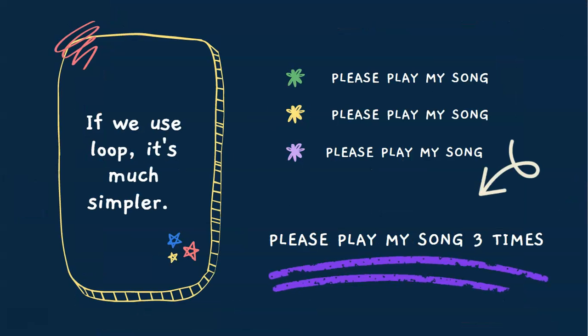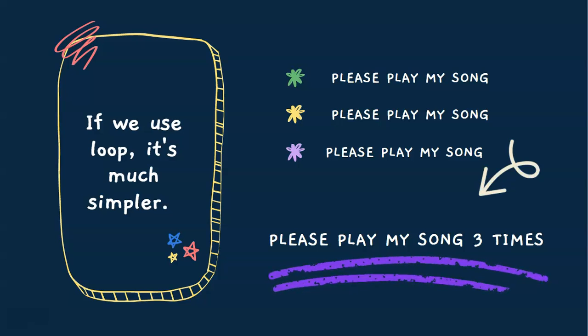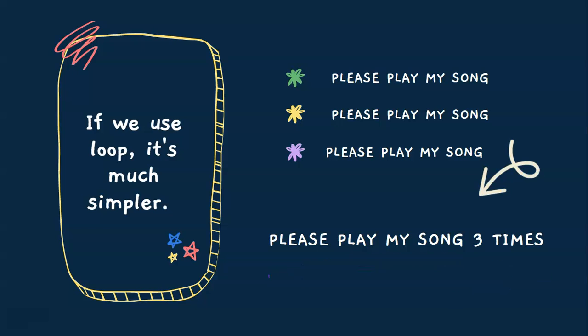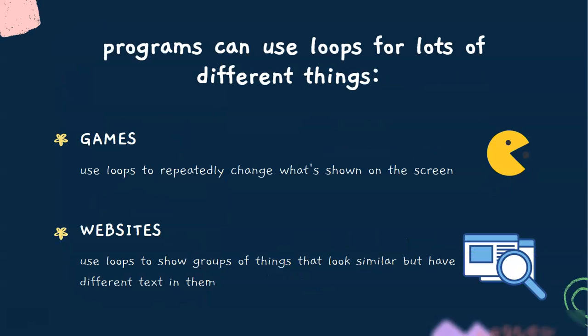For example, an algorithm for "Please play my song," "Please play my song," "Please play my song." If we use a loop, it's much simpler. Please play my song 3 times. It's much faster to type and easier to read. This kind of loop tells the computer to do the same thing a set number of times, but programs can use loops for lots of different things.